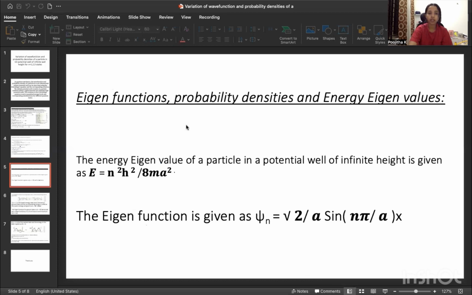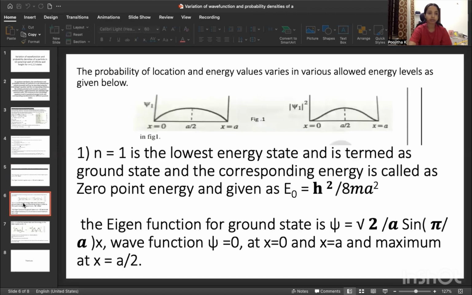Now let's see eigenfunctions, probability densities, and energy eigenvalues. The energy eigenvalue of a particle in a potential well of infinite height is given as E is equal to n square into h square divided by 8 m a square. The eigenfunction is given by psi subscript n is equal to root 2 divided by a into sine of n pi divided by a into x. The probability of location and energy values varies in various allowed energy levels as given below.